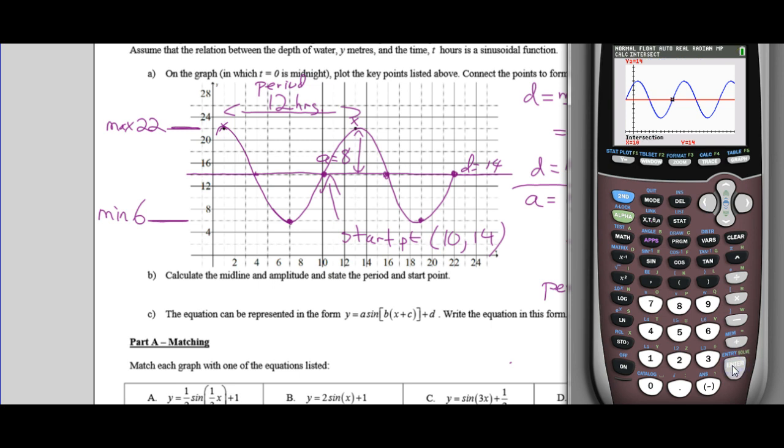And we got 10, 14, right? Okay, so again, what did we do? Given a graph, we figured out the value of D, of A. We got the period, we used that to calculate B. We got the start point, we used that along with the period to get the value of C. That would be the hardest thing that you'll have to do algebraically.